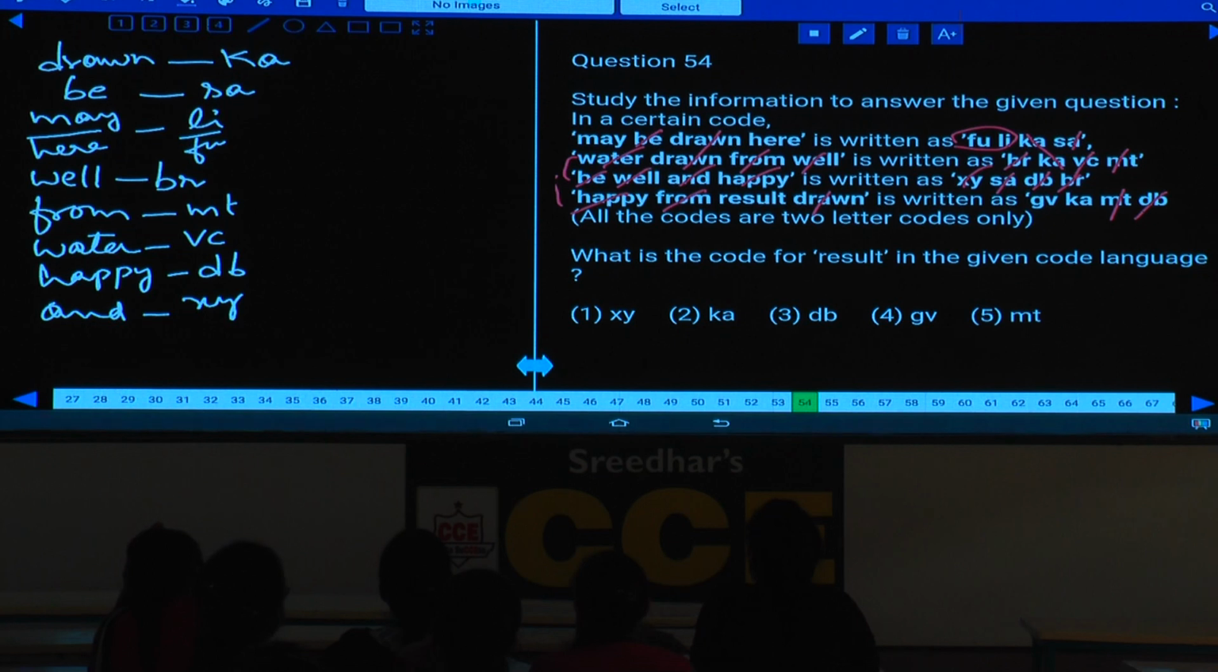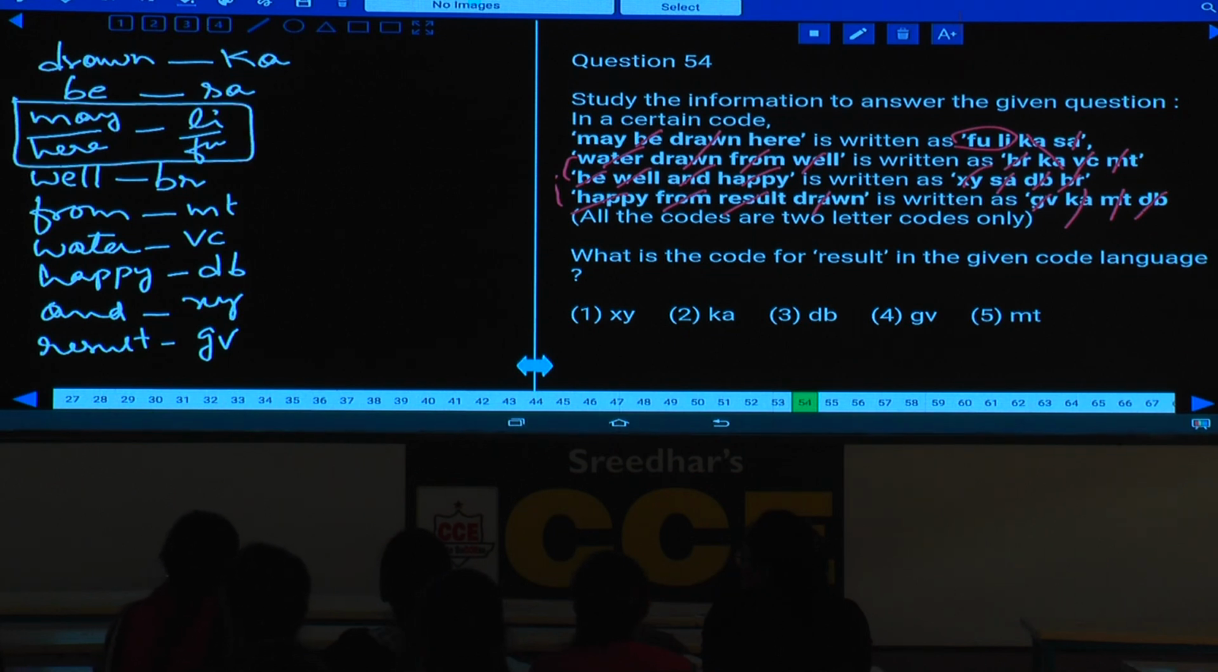Drawn is KA, we have already done with that. Result is the only word left over, and the code left is GB. Result is GB. Now these are the words and their corresponding codes. Only for these two words the codes cannot be determined, but for the rest of the words the codes can be identified.